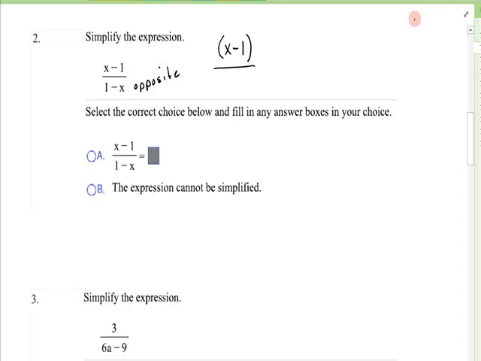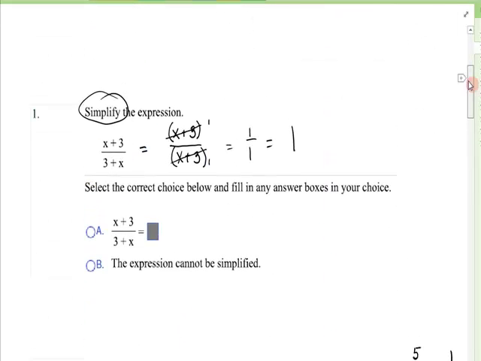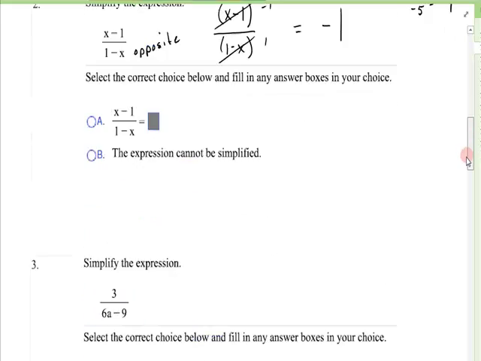And just like if you had 5 over negative 5, it's equal to negative 1. Anything over its opposite is equal to negative 1. When these are opposites, they divide out, leaving a negative 1 somewhere. It could be on the top or the bottom, but it is equal to negative 1. So when you divide out opposites, you always get negative 1. When you divide out the same, you get positive 1.